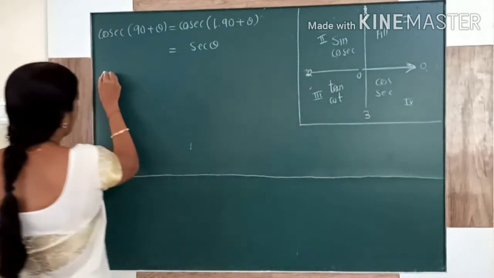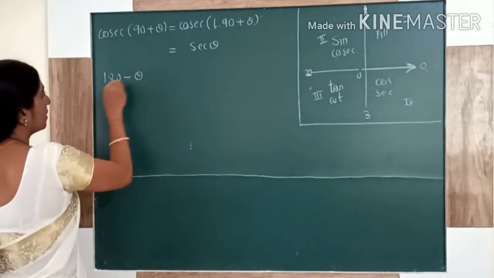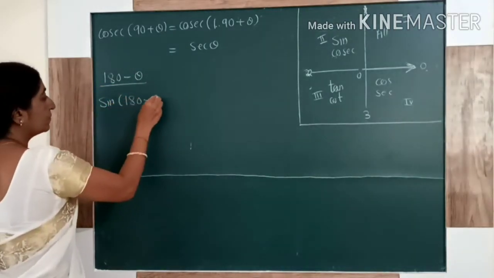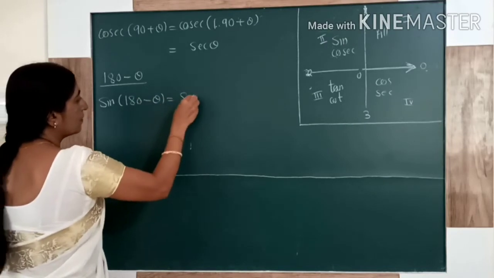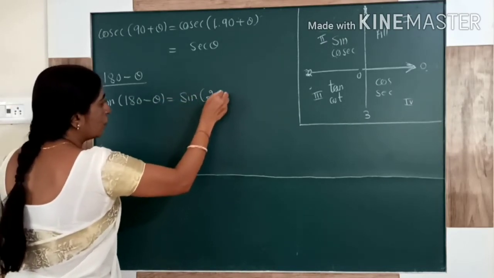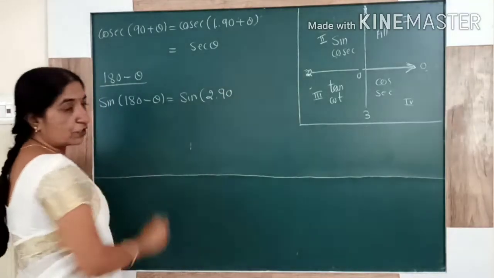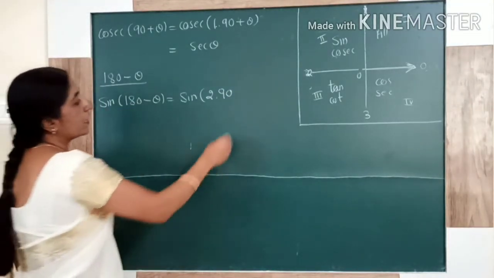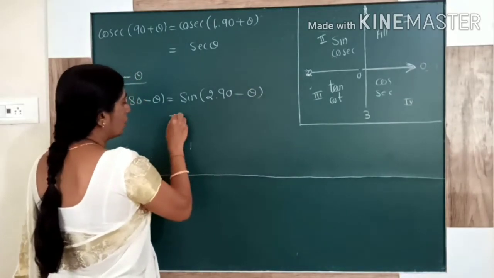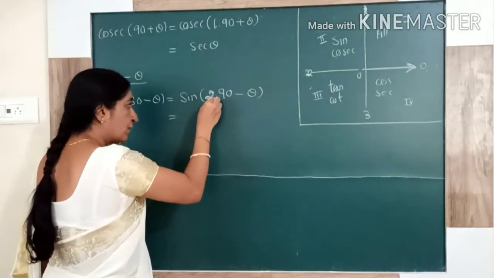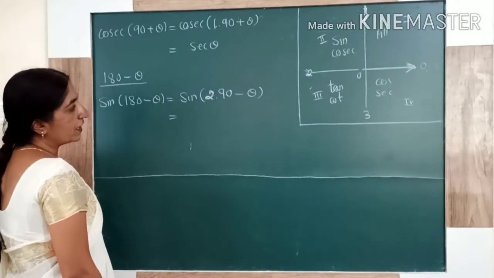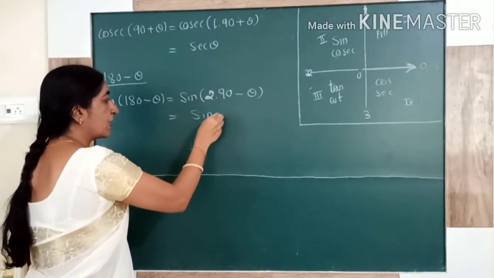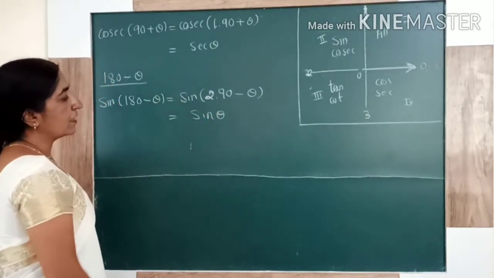Then after that I am coming to 180 minus theta. So how do you write 180 minus theta? Split everything in terms of 90s. 180 will be split as 2 into 90 minus theta. So you have to see the coefficient. What is the coefficient of 90? 2. It is even. Even means sine remains sine. Your answer will be sine theta.